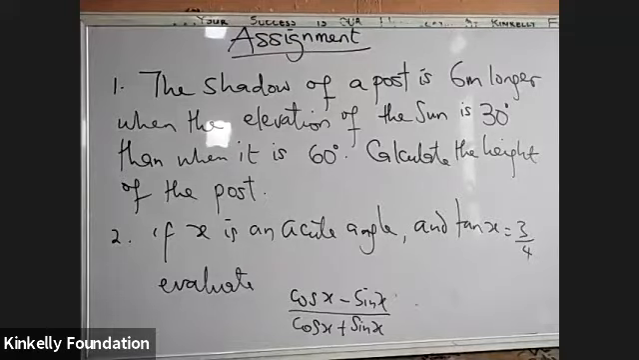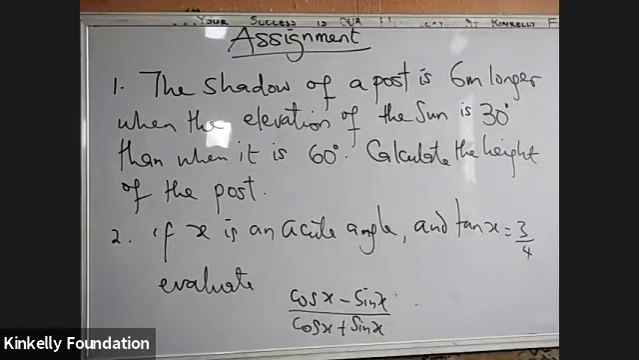In our previous class, we were given a question like this. The shadow of a post is 6 meters longer when the elevation of the sun is 30 degrees than when it is 60 degrees. Calculate the height of the post. And secondly, if S is an acute angle and tan S is equal to 3/4, evaluate (cos S minus sin S) all over (cos S plus sin S).